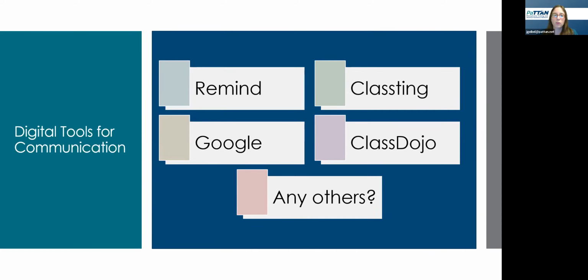ClassDojo is another way of interacting. Oh, we see some other ones on here. Boomerang, that's a Google Chrome extension. That'll send an email or text. Oh, somebody loves ClassDojo. I do too. It's so wonderful for communicating with families. And it can also get families on board with positive behavior, which is a really great thing.